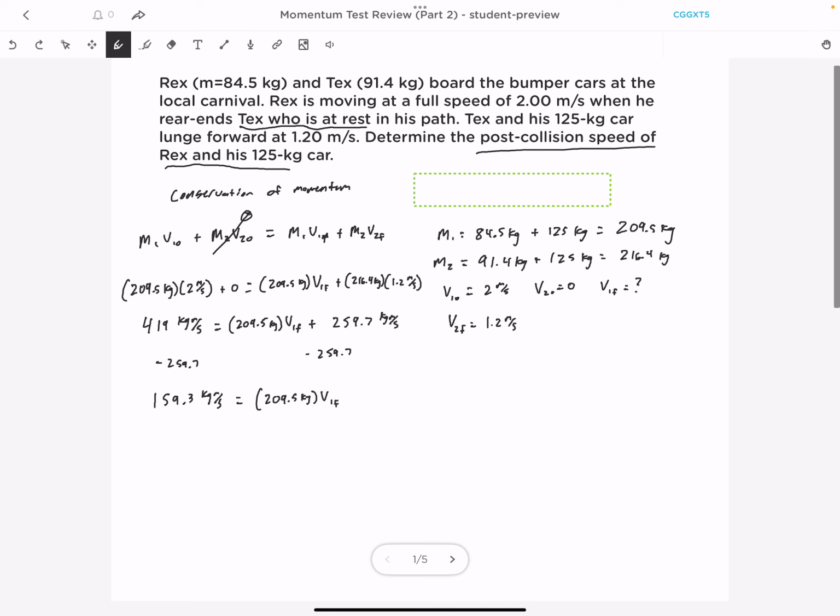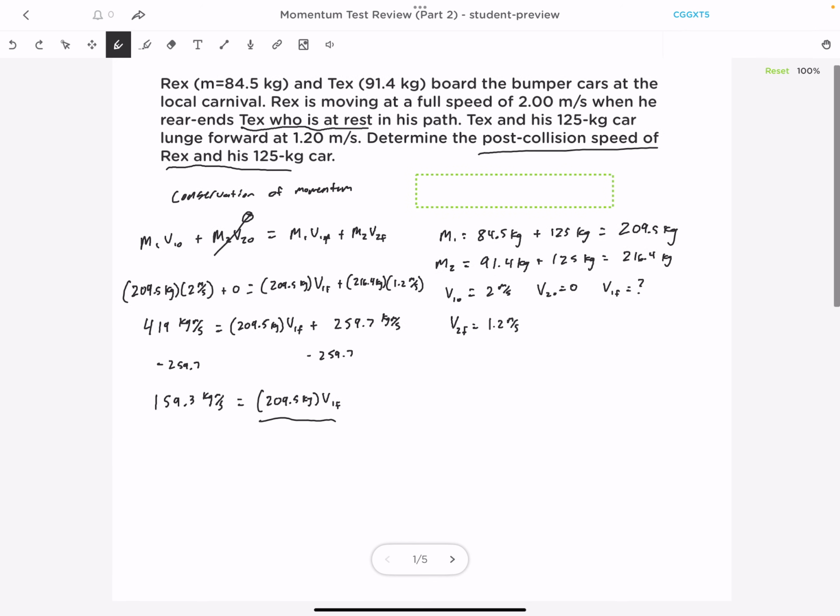And then I would divide both sides by the mass of the Rex car system, right? Because Rex is sitting inside the car. That's 209.5. So divide that by 209.5, and we get 0.76 meters per second. And then we get a final velocity for Rex equal to 0.76 meters per second. And that's how you solve that one.